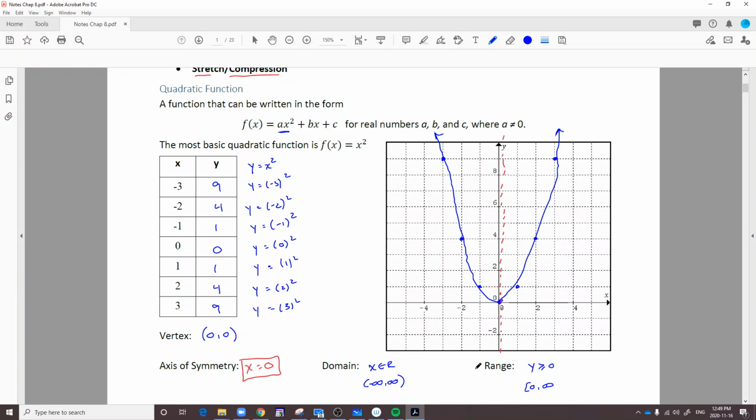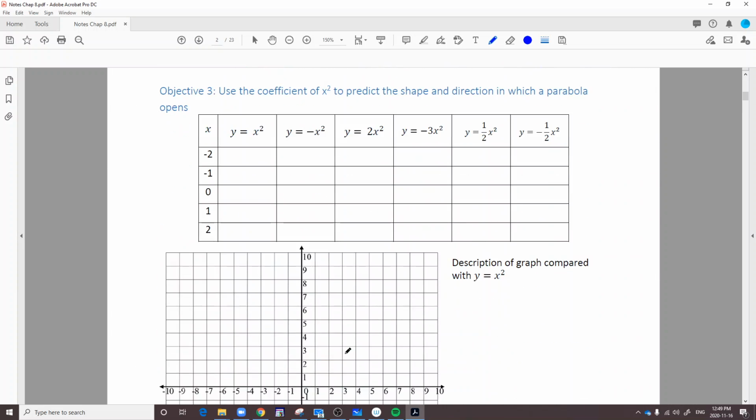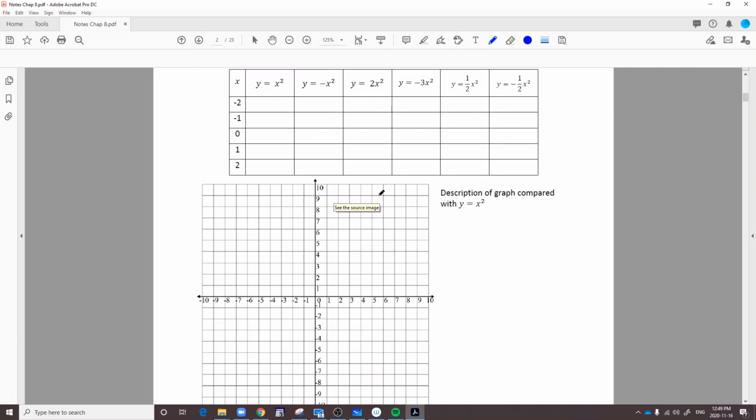So objective 3. We're going to look at the coefficient on x squared to predict the shape and direction in which a parabola opens. So I'm going to make this even smaller so I can fit it all on one page. What I'm going to look at is when y equals x squared, when y is equal to negative x squared, when y is equal to 2x squared, and so on. So let's do it using a table of values. We already know y is equal to x squared.